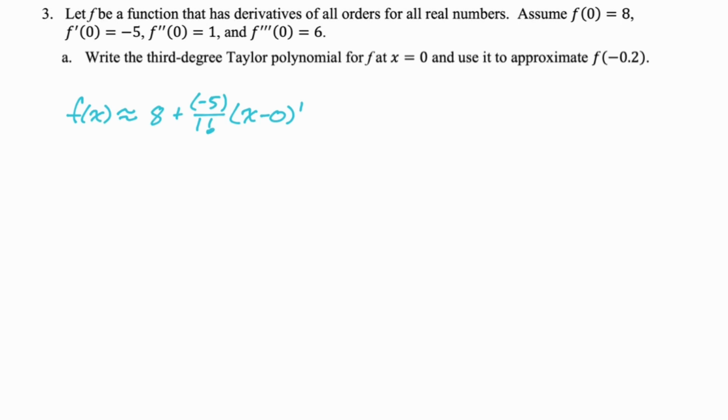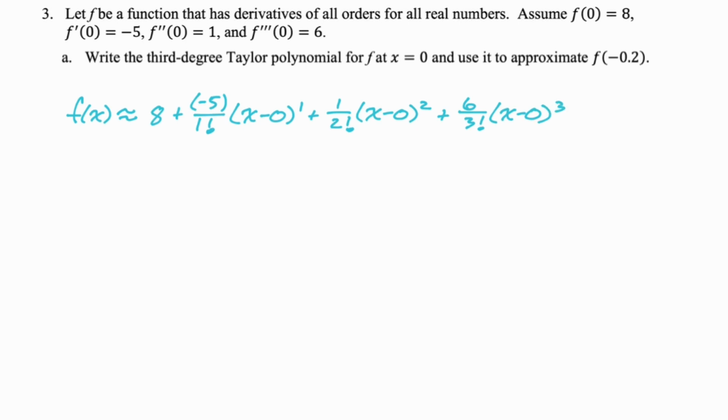Then we do it for the second derivative, so it's going to be the second derivative over 2 factorial x minus 0 to the second, so that's going to be 1 over 2 factorial, and x minus 0 to the second. I always write the minus 0 even though you don't need it. And then it'll be the third derivative over 3 factorial and x minus 0 to the third. So 6 over 3 factorial, which actually is 6, but x minus 0 to the third.